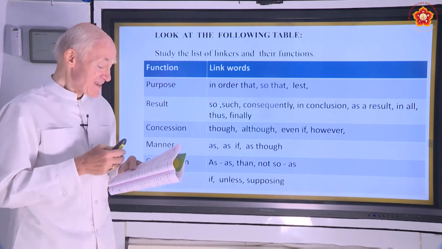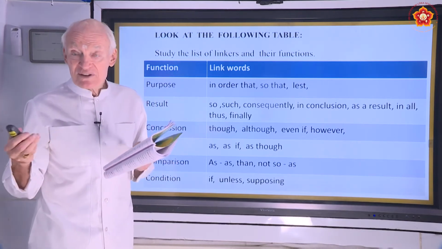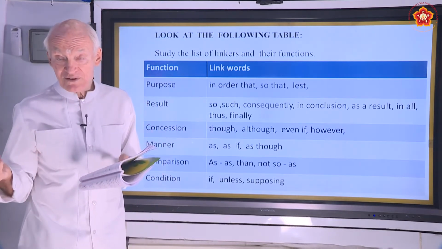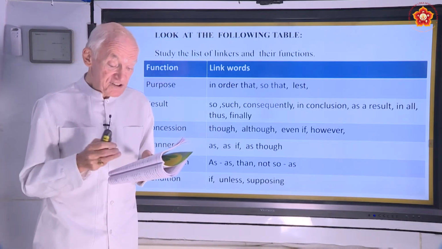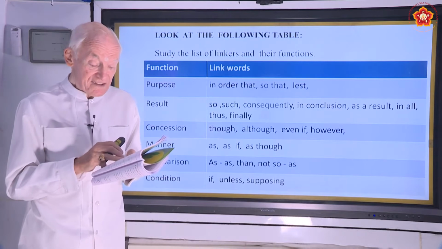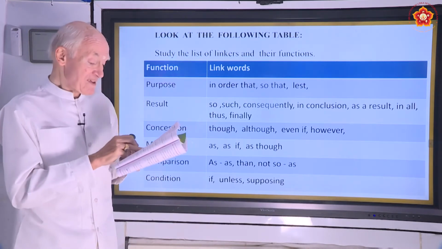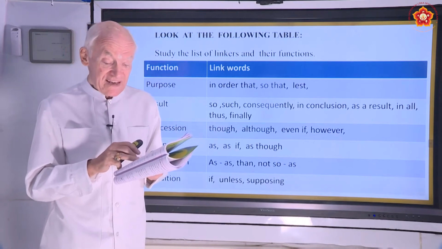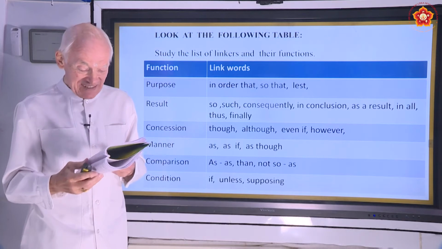Concession. A concession is that you tell something, but you concede that there may be another attitude, another idea that may not go along with your idea. So it's called a concession. And these concession linkers are though, although, even if, however. All right? You can use those linkers.